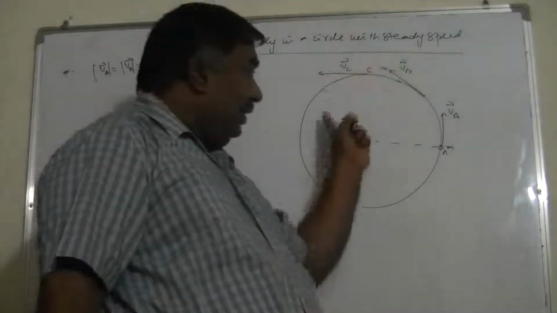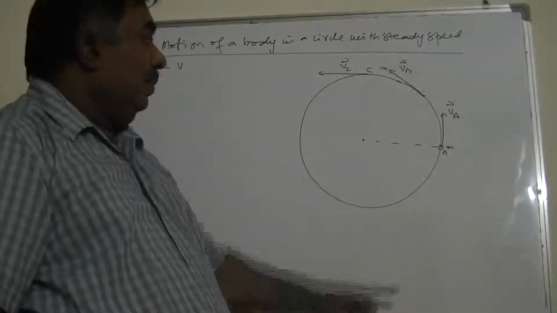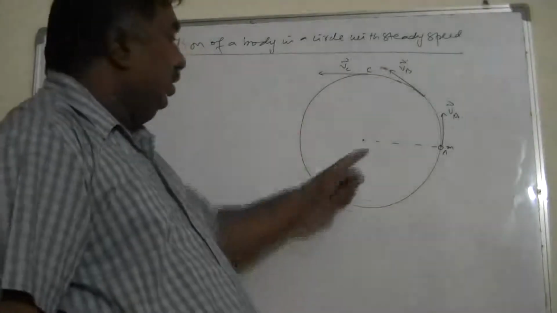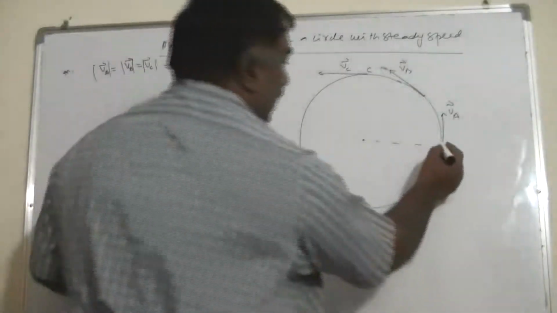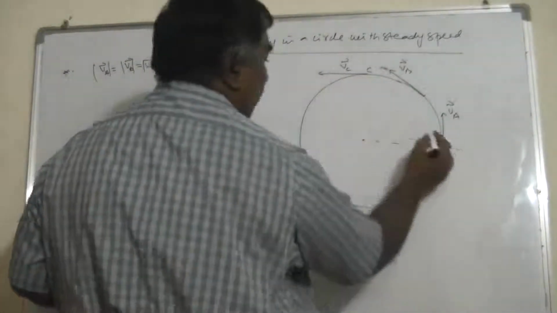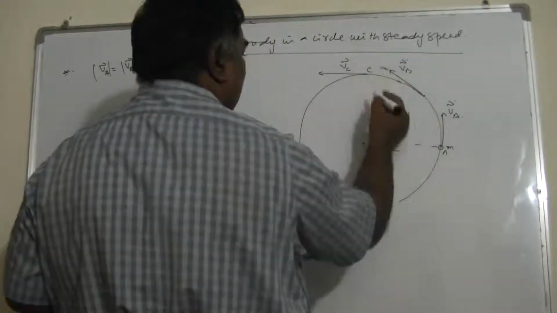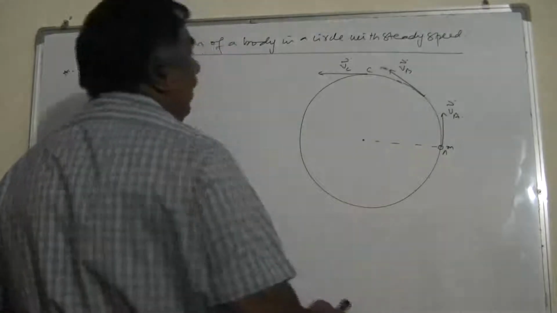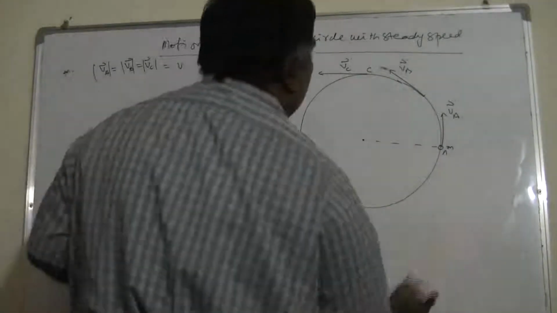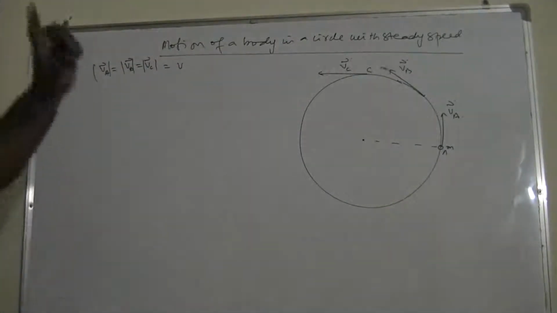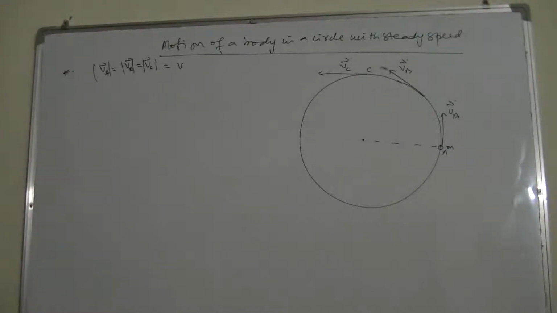Now, speed remains constant in the circle, but the velocity changes due to the change in direction. You can see it has this direction, it has this direction. Suppose this is north, this is west, or this is another direction. If the body reaches here, this is another direction. It will be moving in this way. So direction changes, hence velocity changes.